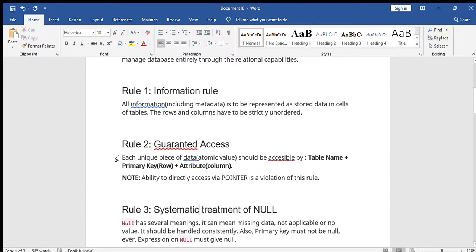Each unique piece of data, an atomic value, should be accessible by table name plus primary key, that is a row, plus attribute, that is a column. Note, the ability to directly access via a pointer is a violation of this rule. So it needs to depend on table name plus primary key plus attribute, that is the column name. So that is guaranteed access.